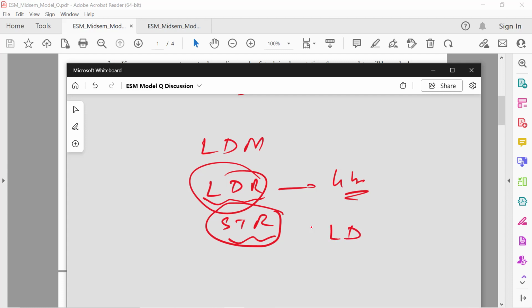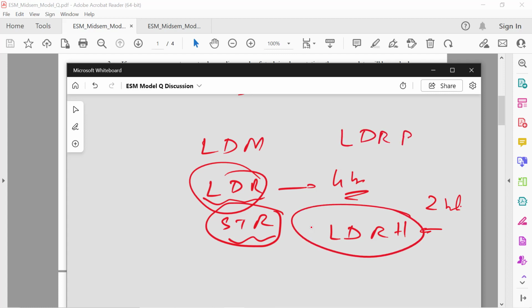If I am saying LDRH, then this address should be 2-byte aligned, because I am going to operate 2 bytes at a time. Now what about LDRB? The base address can be anything. So remember, based on what manipulation you are doing with the memory, the address should be loaded into the base register accordingly.